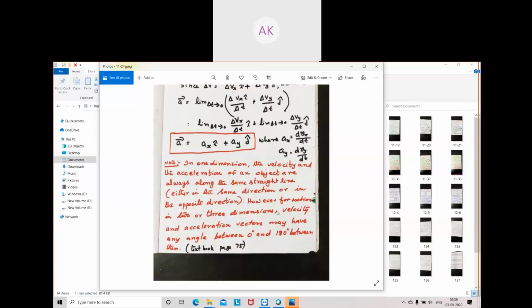However, for motion in 2 or 3 dimensions, velocity and acceleration vectors may have any angle between 0 and 180 degrees between them. See, in one dimension, displacement, velocity and acceleration are all in the same direction. But in 2 or 3 dimensions, they can have any angle between 0 and 180 degrees. For that, a figure from the textbook is given.